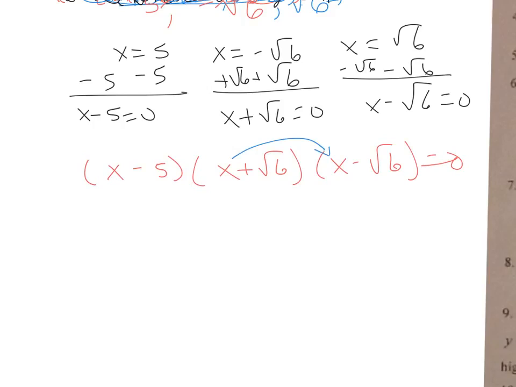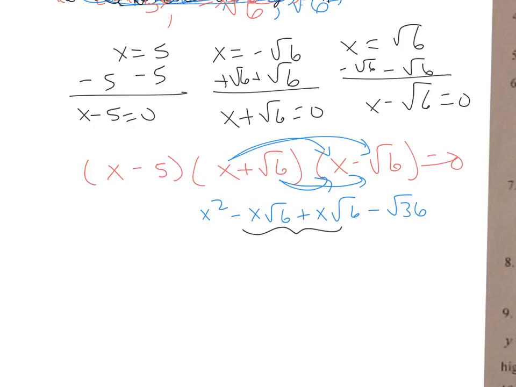x times x is x squared. x times negative the square root of 6 is negative x the square root of 6. The square root of 6 times x is x the square root of 6. The square root of 6 times negative the square root of 6 is negative the square root of 36. So notice here in the middle, they're opposites, so they will cancel out. That always happens with conjugates. So I get x squared minus, this becomes 6.